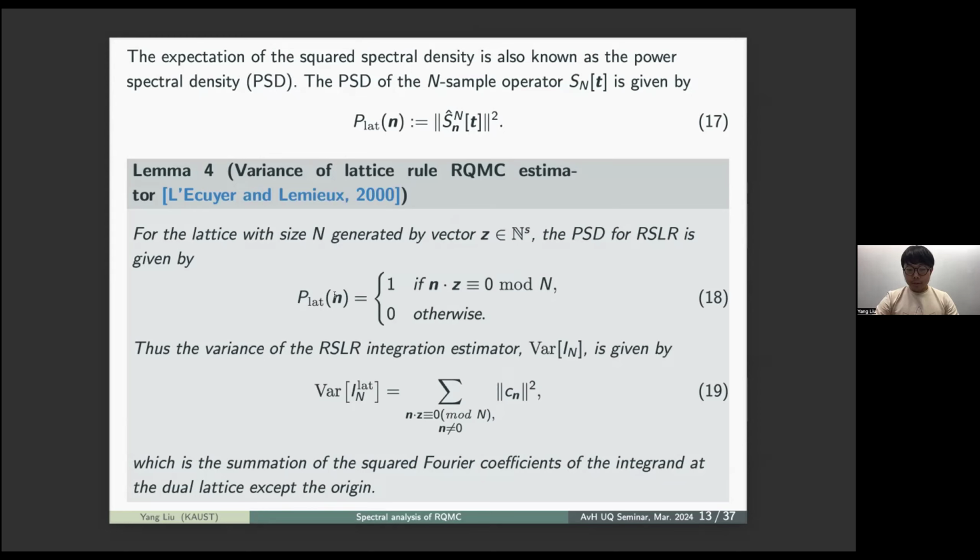So that means you only sum the norm squared Fourier coefficients at these ones. This is also known as the dual lattice. You only sum this when n times z modulo n is equivalent to 0, except the origin. So the variance of the lattice rule estimator is given by the squared Fourier coefficients of the integrand at the dual lattice except the origin.